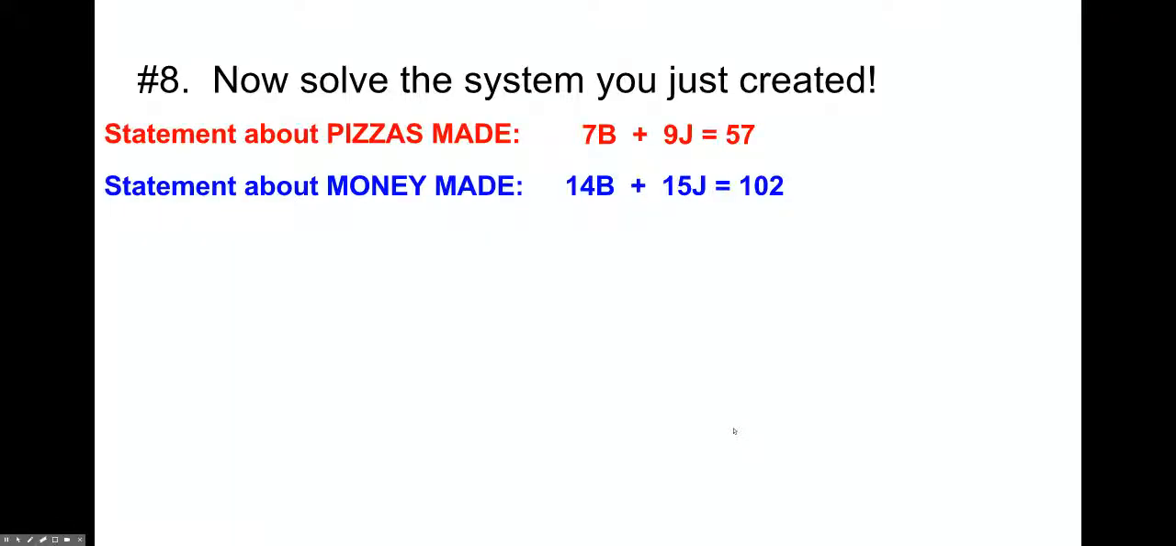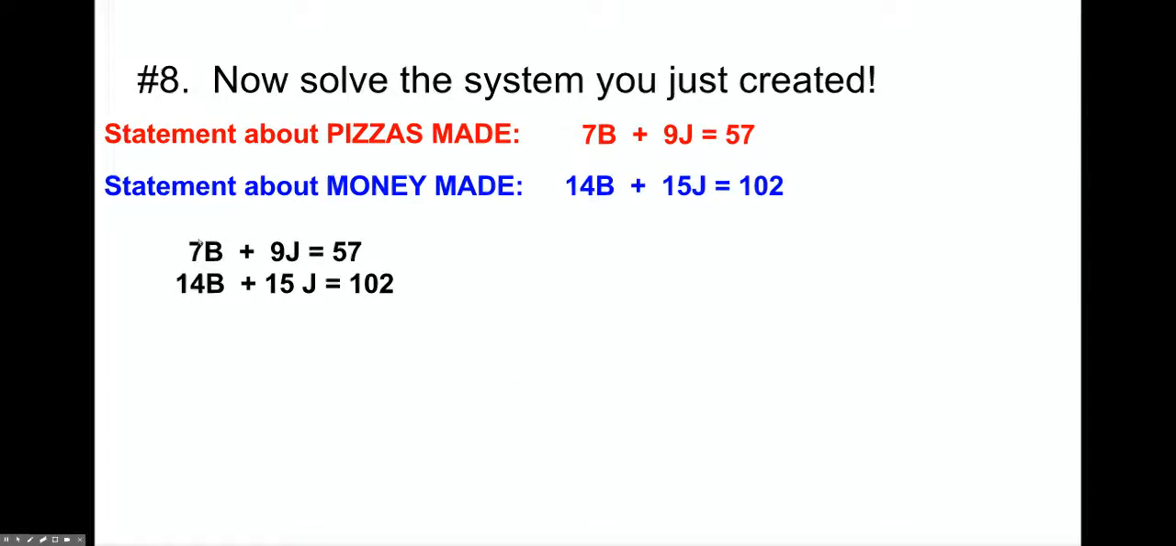Now we need to solve the system that we just created. So here are our 2 equations. We need to use elimination, the crossout method. I don't have a lot of room over here, so I'm just going to write the problems below. I just rewrote them. Now what you're going to do is you're going to try to cross something out.